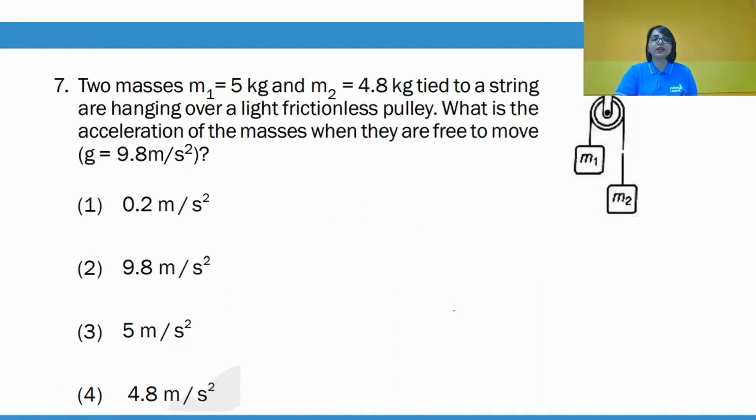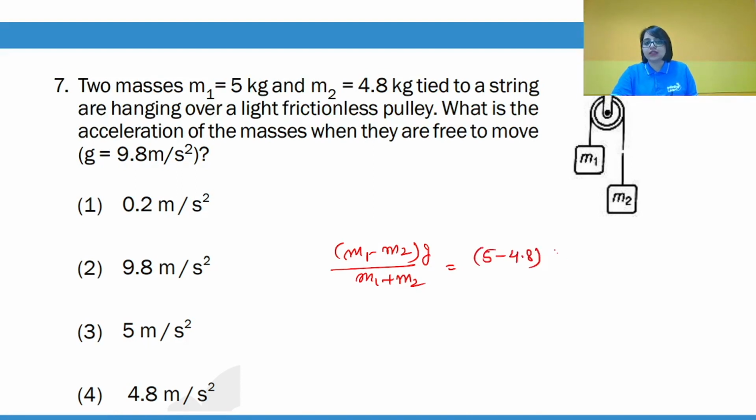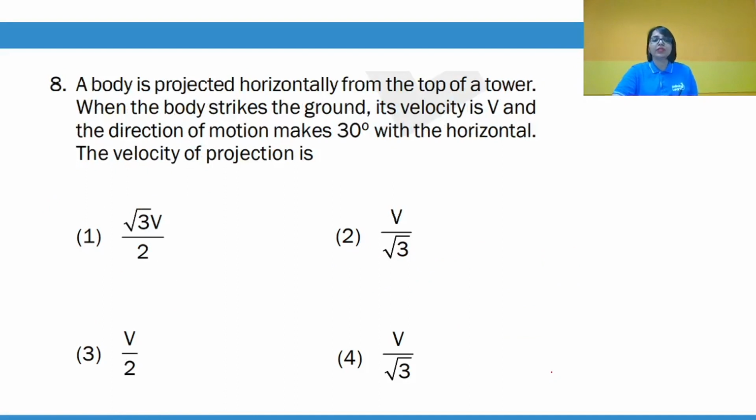Next is question number 7. Two masses, M1 is 5 kg and M2 is 4.8 kg, tied to a string, are hanging over a light frictionless pulley. We need to find the acceleration of the system. So acceleration will be M1 minus M2 times G divided by M1 plus M2. So it will be 5 minus 4.8, G is 9.8, divided by M1 plus M2, that is 9.8. So correct answer is 0.2 meter per second square. That is option 1.